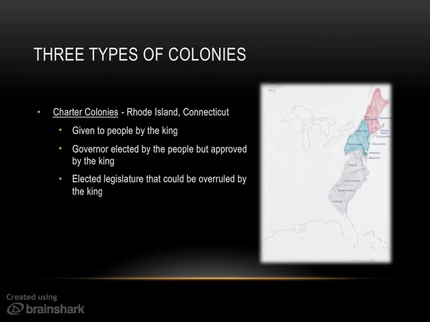Colonists were allowed to elect their own governors and members of the legislature to run the colony on a day-to-day basis. However, the king had to approve the governor and had the right to veto acts of the legislature. The king also had the authority to seize control of the colony at any time and convert it to a royal colony.